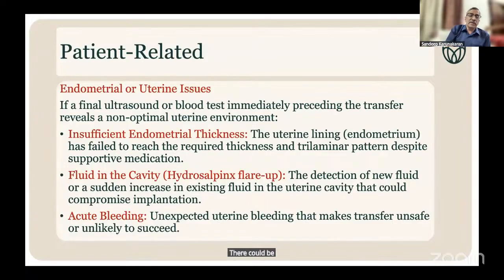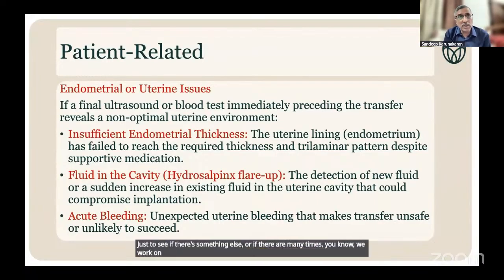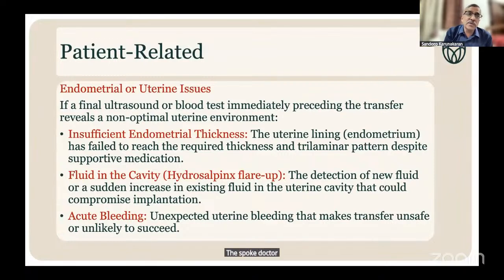There could be endometrial reasons, uterine reasons. For example, I do a scan on the day prior to transfer just to see if there's something else, or many times, we work on this hub and spoke model. The spoke doctor has referred the patient to the hub, and the doctor who's actually going to do the transfer wants to do a scan. You see the endometrial thickness isn't good, or there is suddenly appearance of fluid in the cavity, that is, there is a hydrosalpinx flare-up.